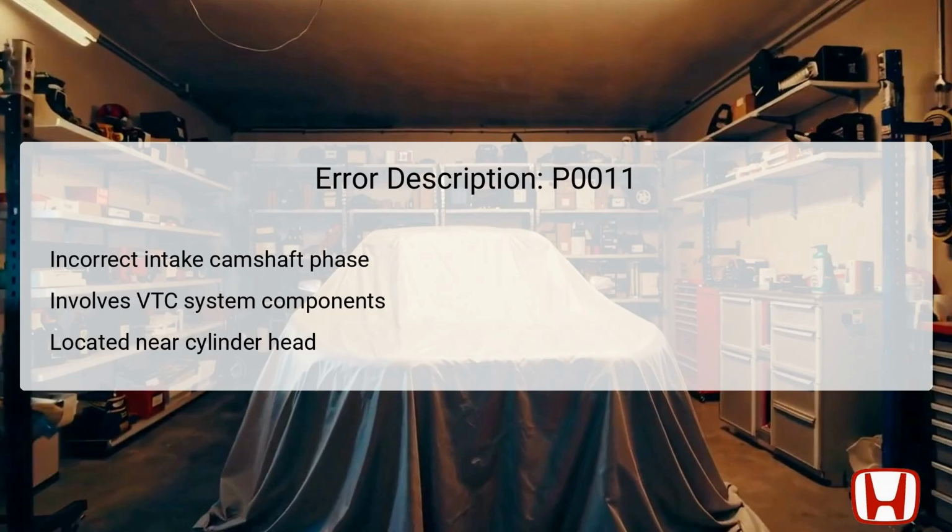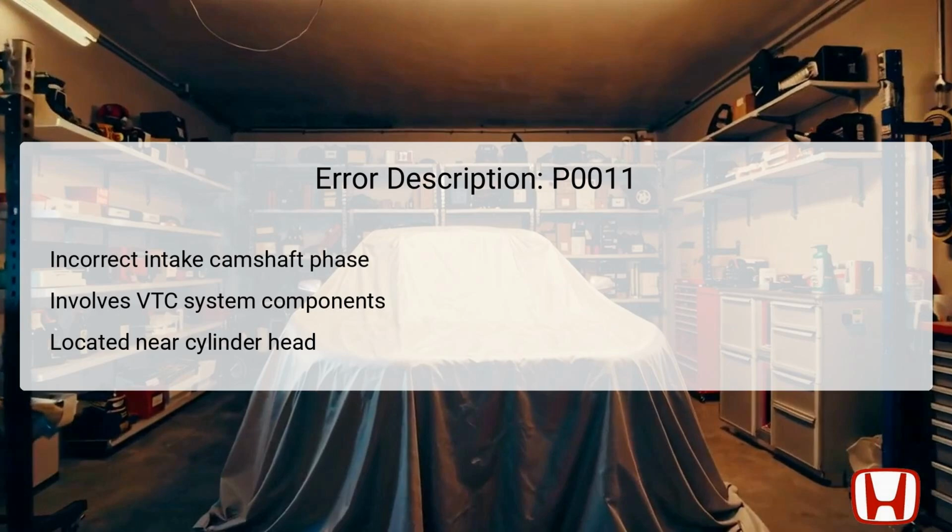The error code P0011 pertains to a malfunction in the Variable Valve Timing Control (VTC) system, relating specifically to the intake camshaft's phase control. The primary component affected is the VTC actuator, which alters the timing based on commands from the Powertrain Control Module, PCM. If the actuator cannot adjust correctly, it results in a phase difference that exceeds predetermined limits.